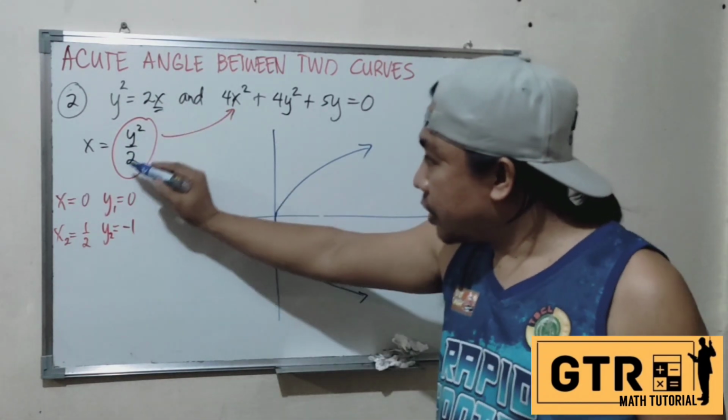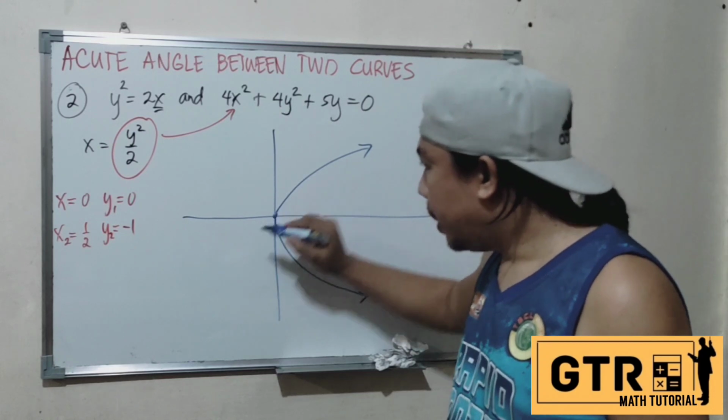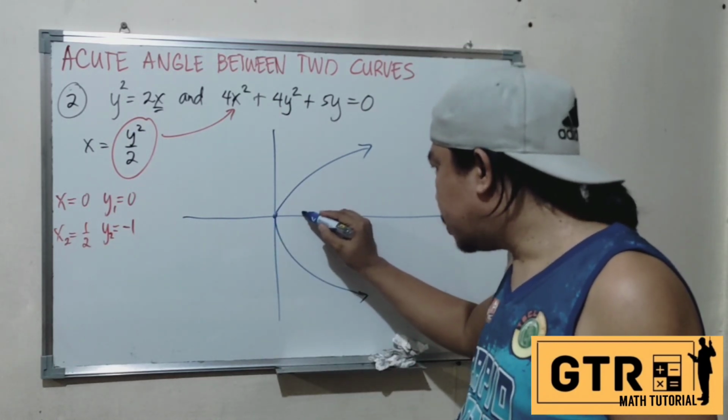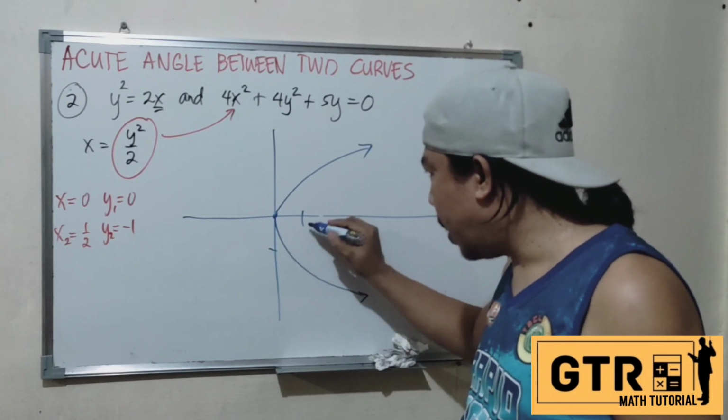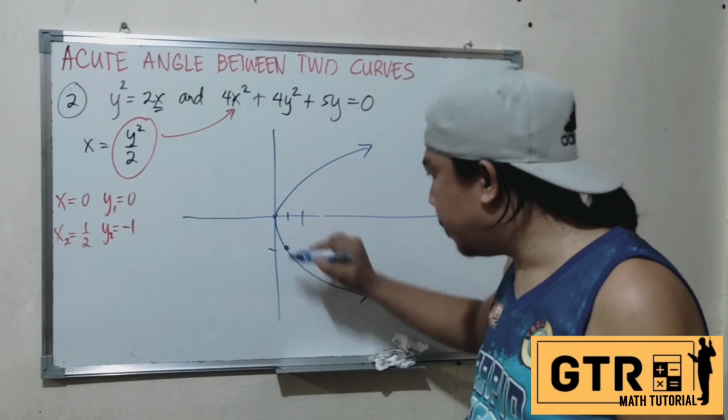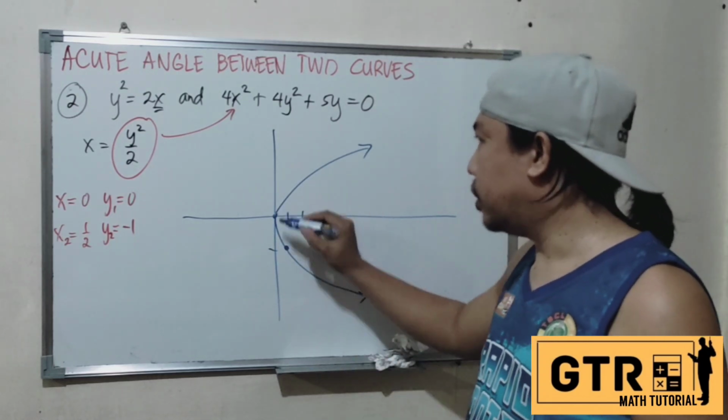And then their points of intersection are 0, 0 and 1 half, negative 1. So if this is 1, negative 1, then negative 1 half is here. So this is their point of intersection, the 2 points of intersection.